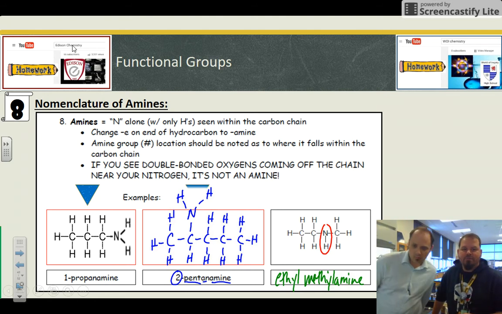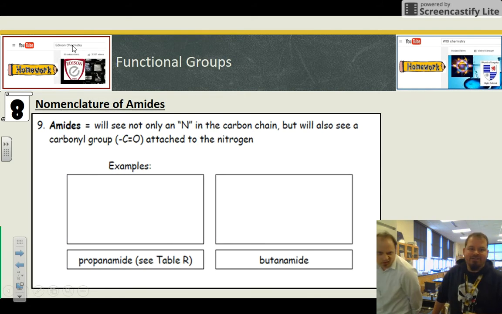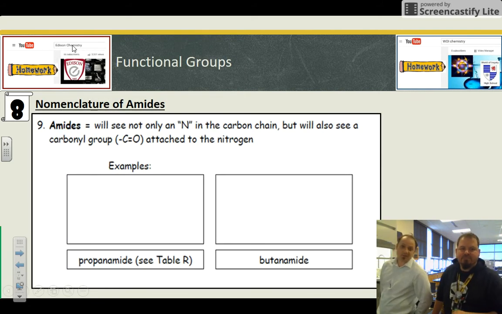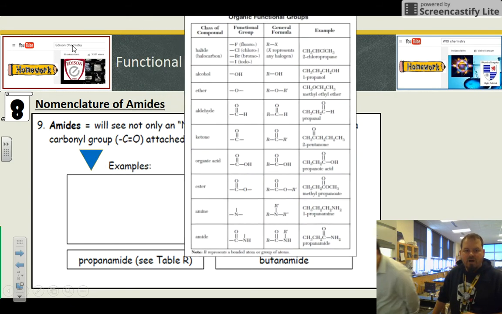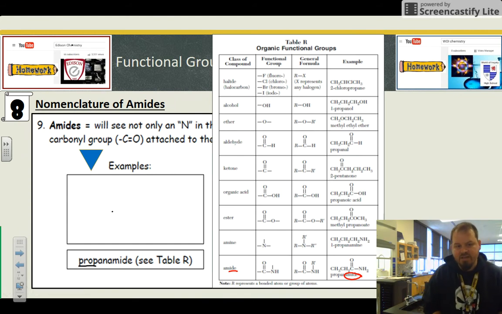Let me blow through these animations quick because, you know, I had it animated. I just like drawing. Amides are like amines, except they're right next to a carbonyl group, a C double bond O. A little bit more complicated. So in the table, we see something. Look for that amide in the example name. There it is, amide, and it just so happens to be the class of compound is amide, and that's nice that it ends in amide.